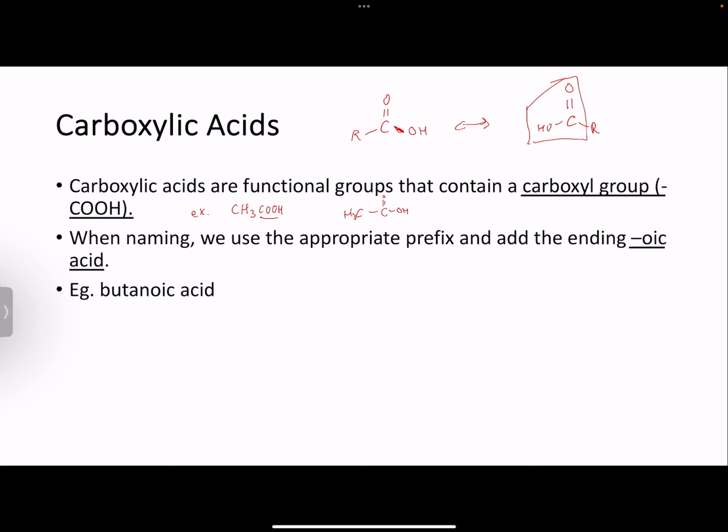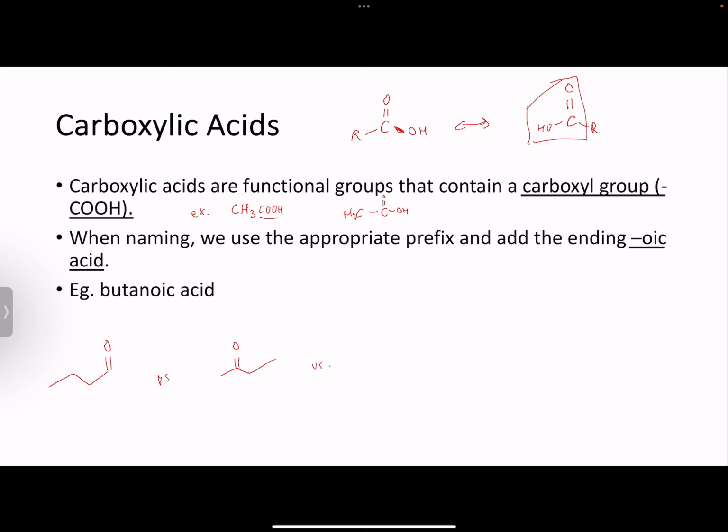So when we try to name carboxylic acids, we're going to replace the last letter, the E, with oic acid. So the example here is butanoic acid. I'm trying to use the butane chain throughout these lessons for consistency. If we had a butane chain that looked like this, with the oxygen double bonded on the end, that was butanal, that was an aldehyde. If we had the double bonded oxygen in the middle, that was butanone, the ketone.